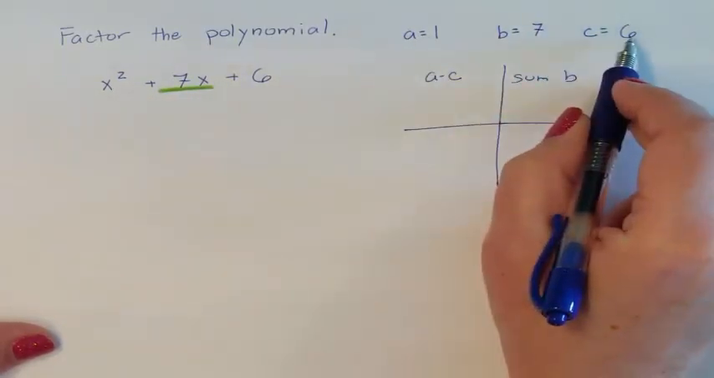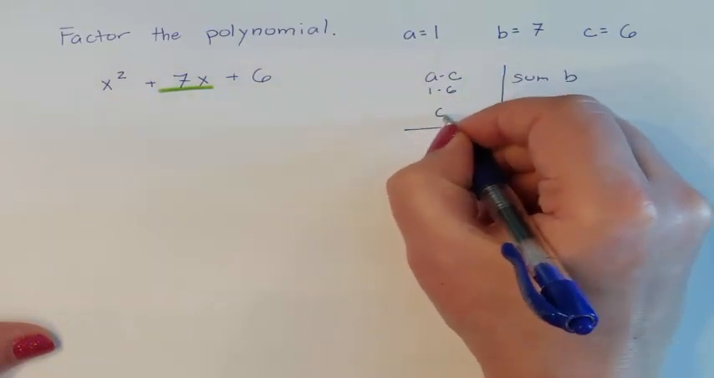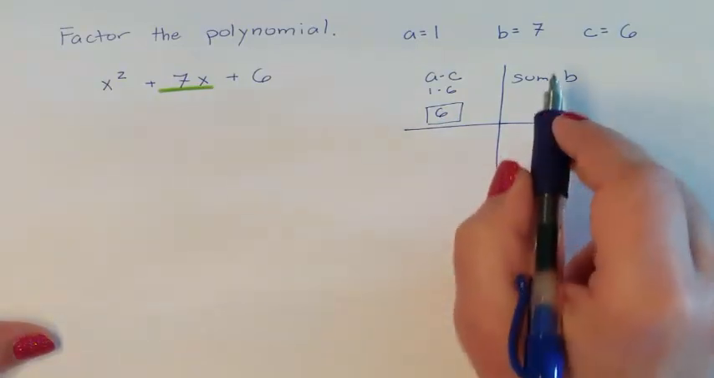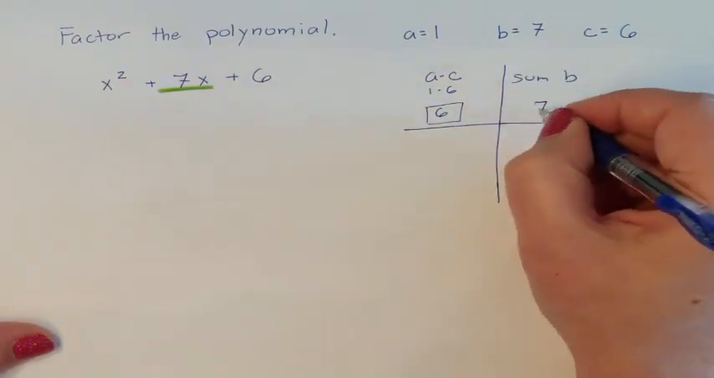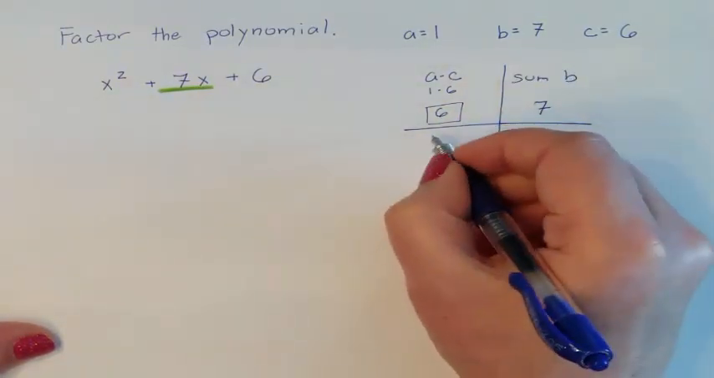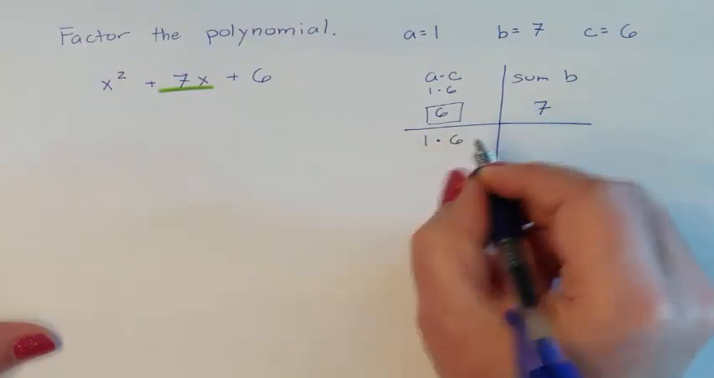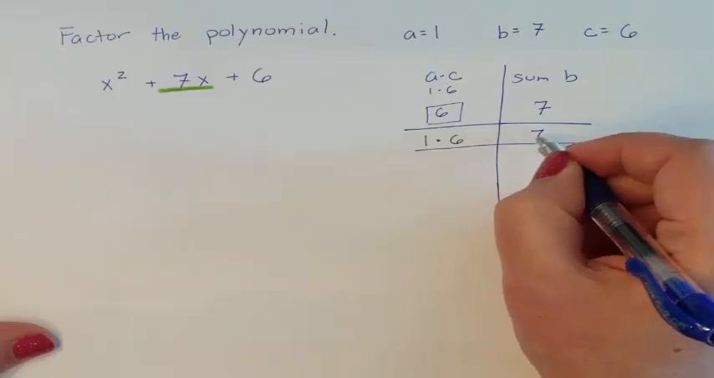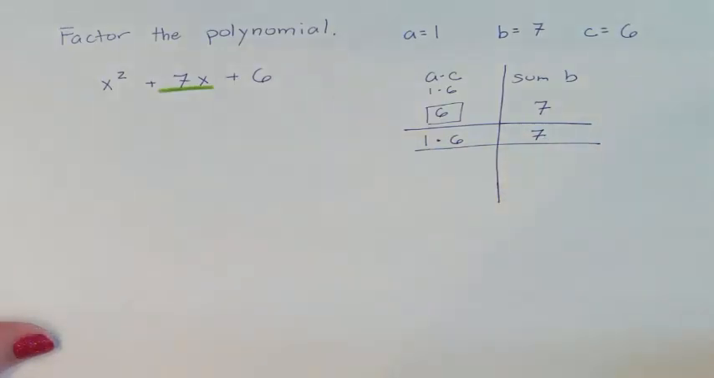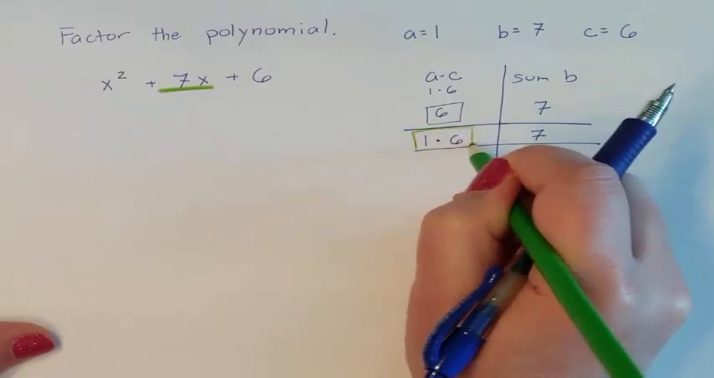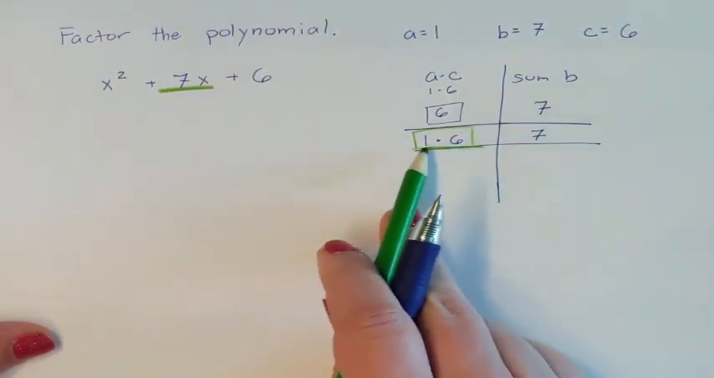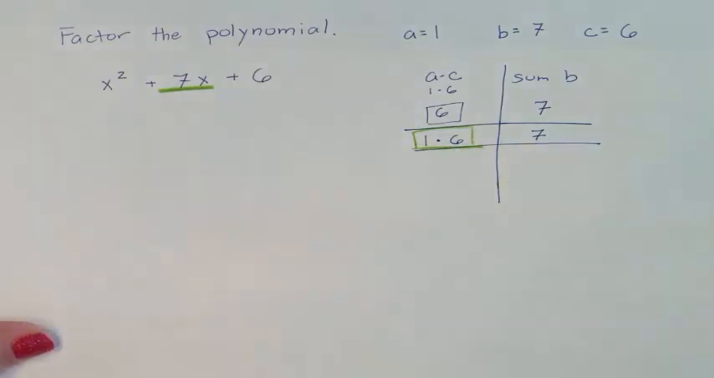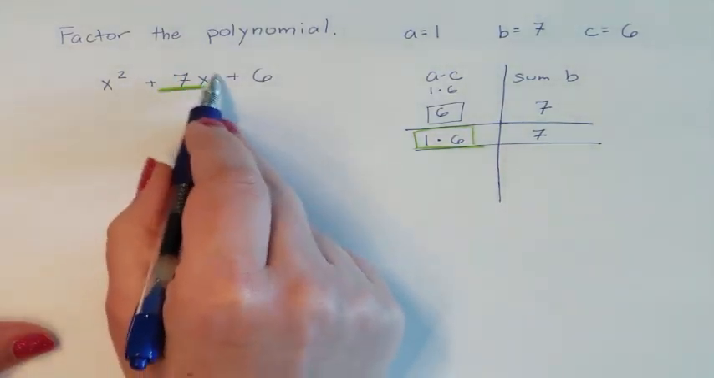A times C is 6. So 1 times 6 was 6. I need to find what two numbers multiply to give me 6, but only one of those pairs is going to add together to give me the 7. So start with ones. 1 times 6. Does 1 times 6 add together to give me my 7? It actually does. 1 plus 6 is 7. So my list was short this time. I quickly found two numbers that multiply to give me the 6, and when I add them together, I get the 7. So that meant that I'm going to rewrite this number.